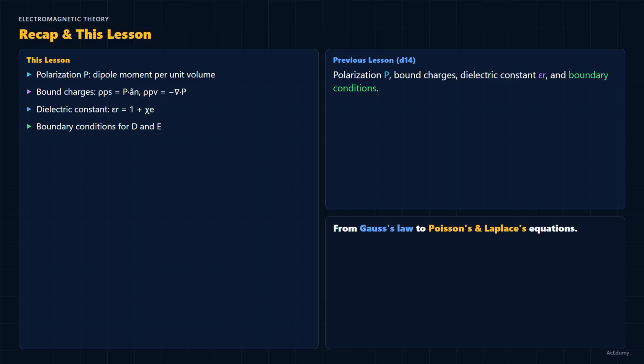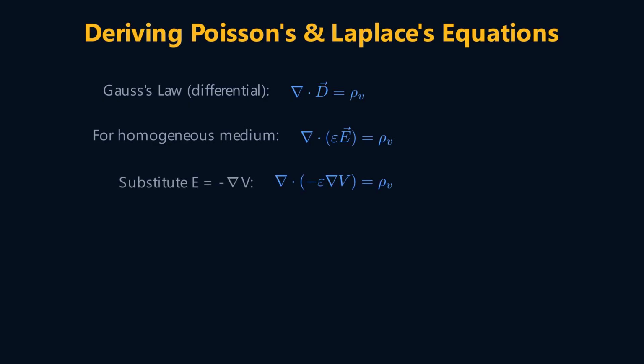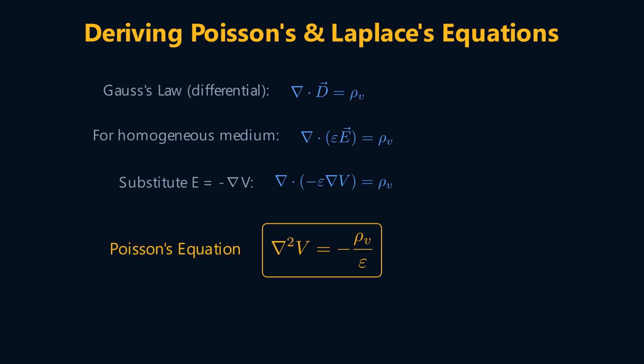These equations let us find the electric potential V when we know only the boundary conditions, not the charge distribution everywhere. Let's derive these equations from what we already know. We start with Gauss's law in differential form. Divergence of D equals the volume charge density ρV. For a linear, isotropic, homogeneous medium, D equals epsilon E. So divergence of epsilon E equals ρV.